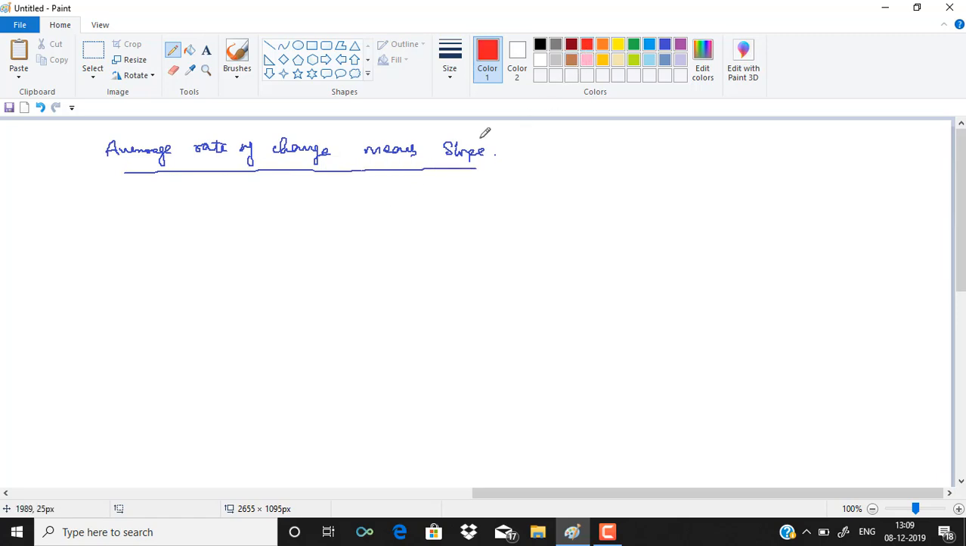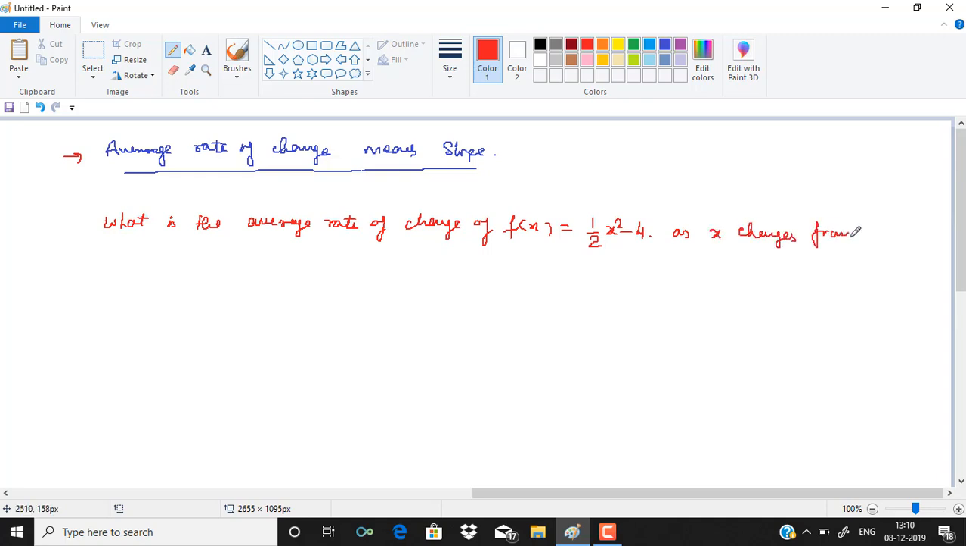Let us do one question on this. What is the average rate of change of f(x) equals 1 by 2 times x square minus 4 as x changes from 0 to 4? See, average rate of change, it simply means we need to find slope.